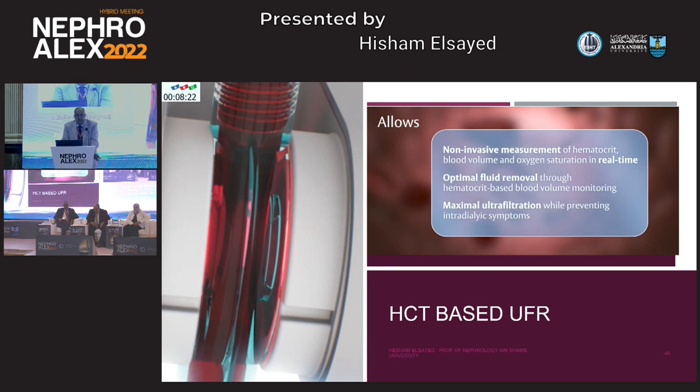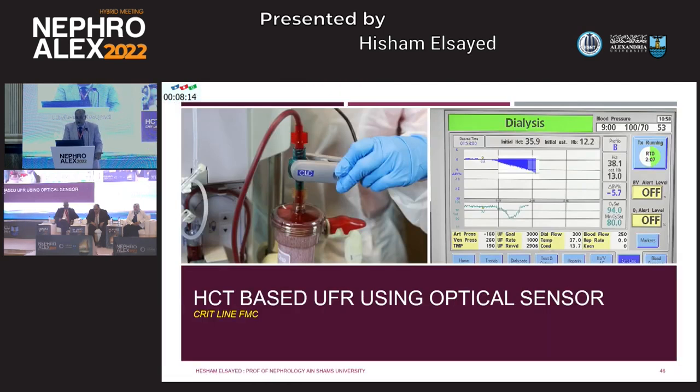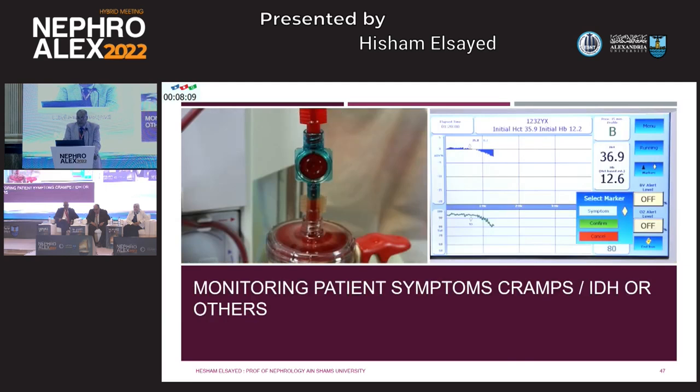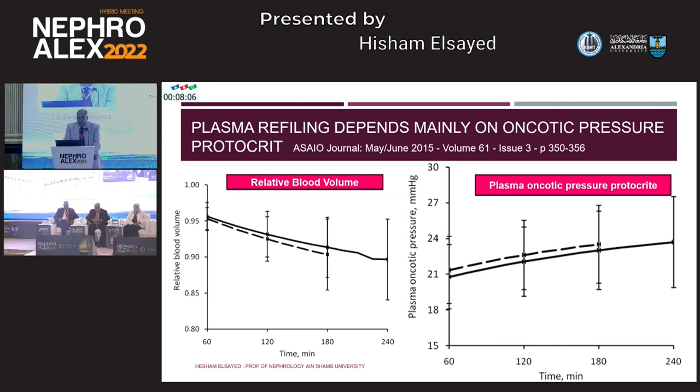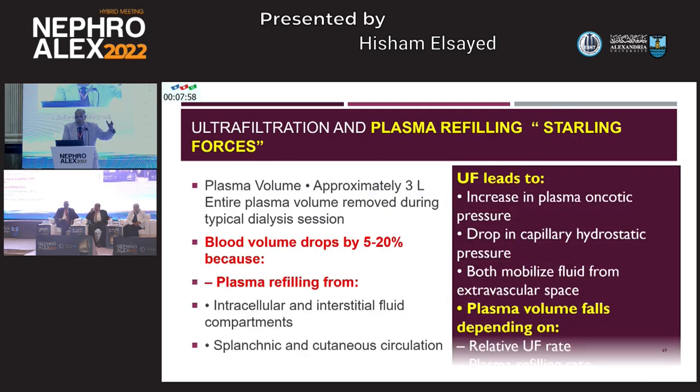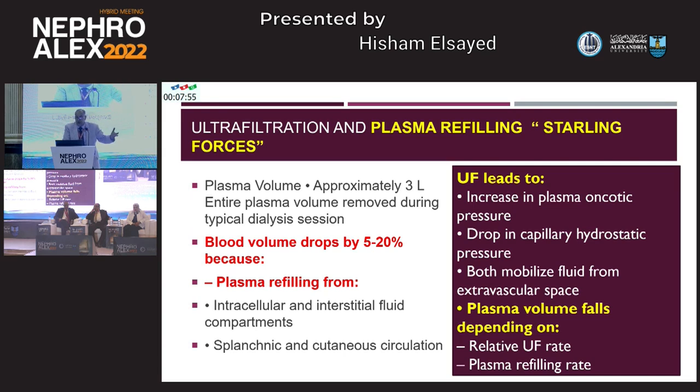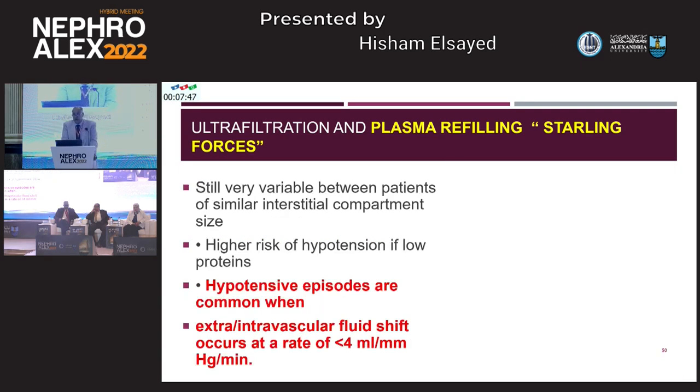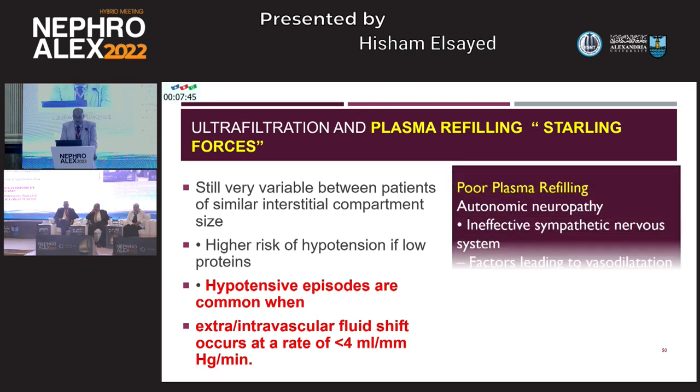You can test the hematocrit online, and you can stop ultrafiltration once it is significantly higher. This is called hematocrit-based ultrafiltration, as many of the suppliers have the technology for it, and it can prevent intradialytic hypotension. We have to measure the relative blood volume drop. We have an increase in the oncotic pressure, so we can compensate for that. So ultrafiltration leads to an increase in plasma oncotic pressure and subsequently can remove more water. Again, we have to test serum albumin post-dialysis, not pre-dialysis, because of the concentration effect.